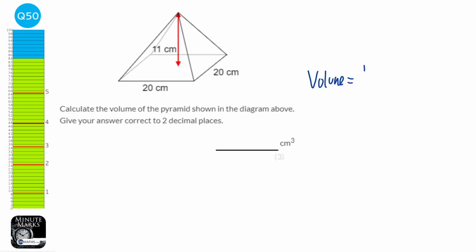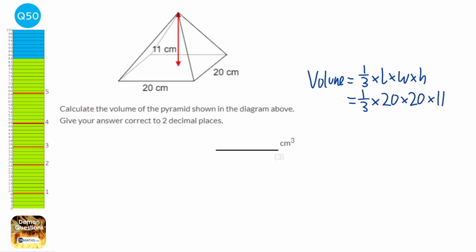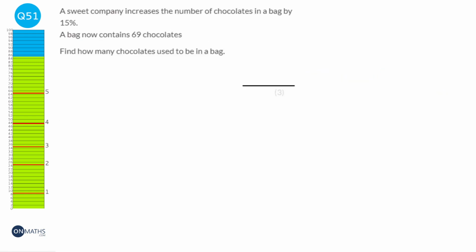The volume for a pyramid is 1/3 times the length times the width times the height for a square or rectangle based pyramid. And so we've got 1/3 times the 20 times the 20 times the 11. And that gives us 1466.666 recurring. And so to 2 decimal places, that is 1466.67 centimetres cubed.